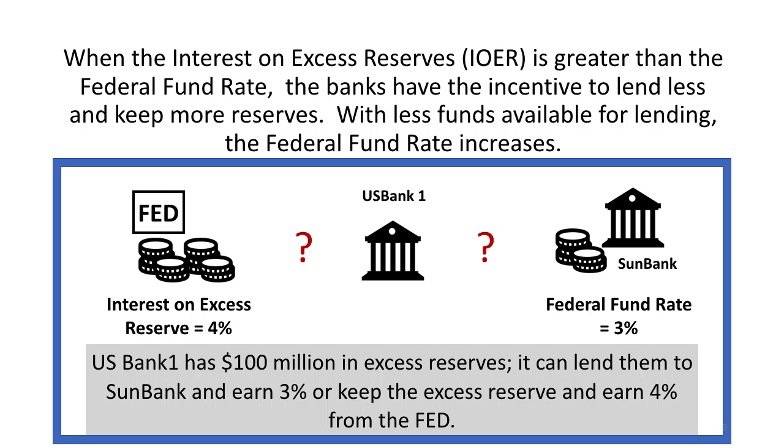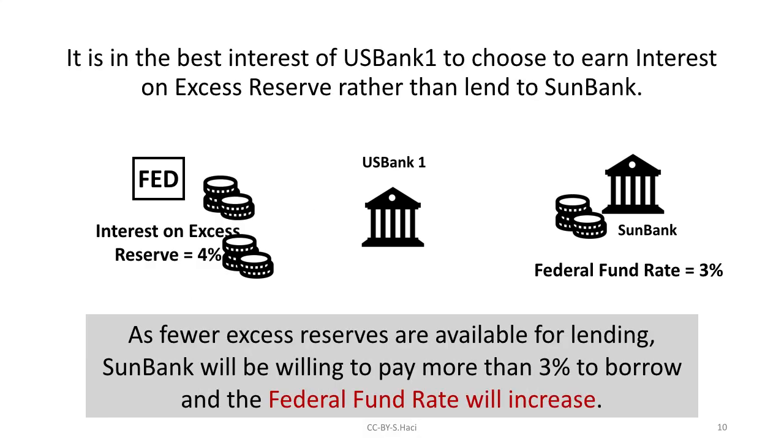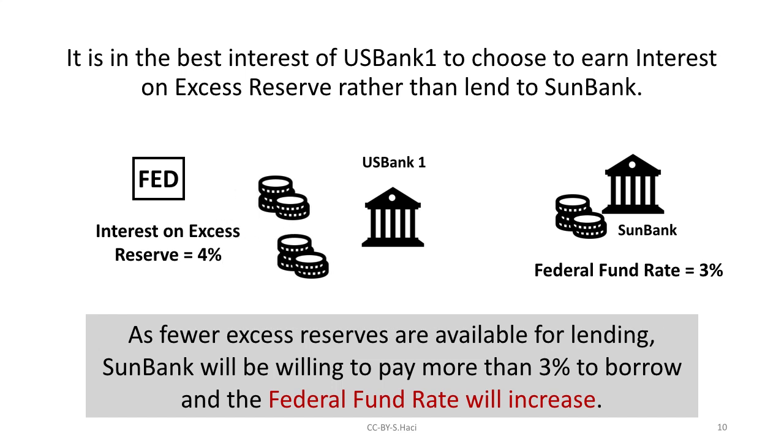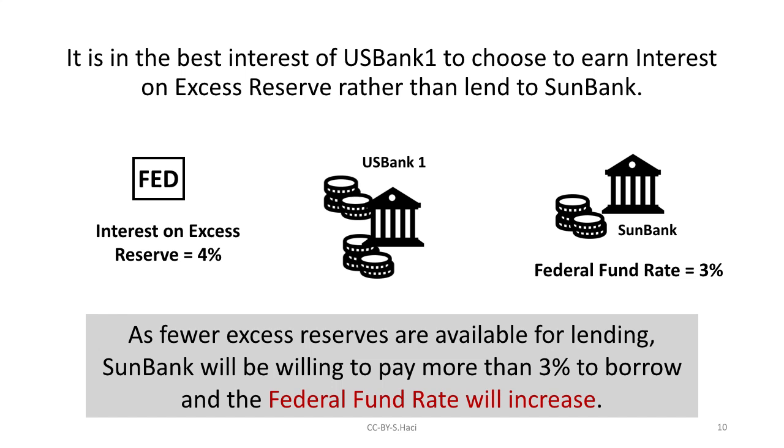And what does that mean for Sun Bank? Well, it means if they cannot borrow the money at 3%, they're likely to be willing to pay more than 3%, and that tends to push the federal fund rate upward. So in this case, US Bank would keep their reserves, earn their 4%, and Sun Bank would be likely in the near future to want to pay more than 3% if they really need the money.